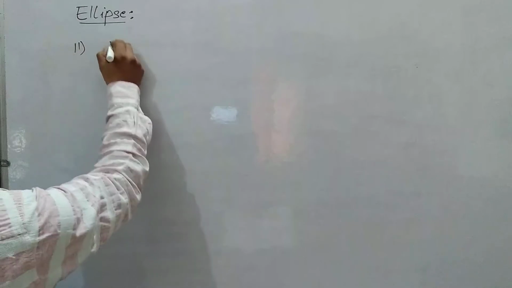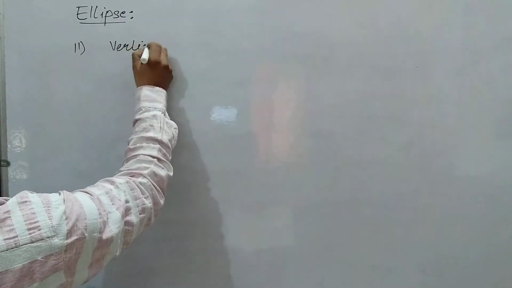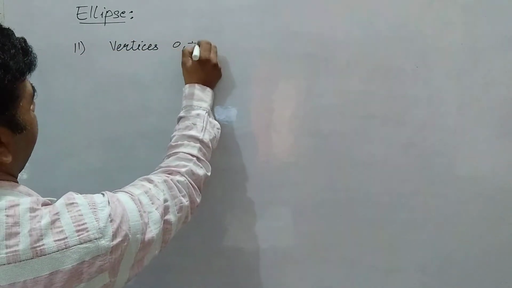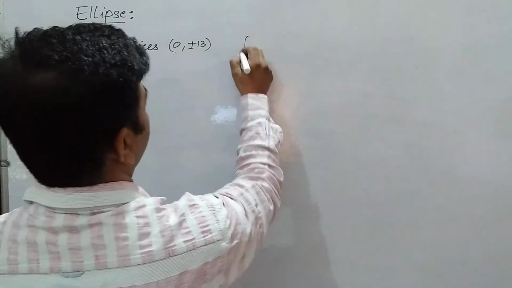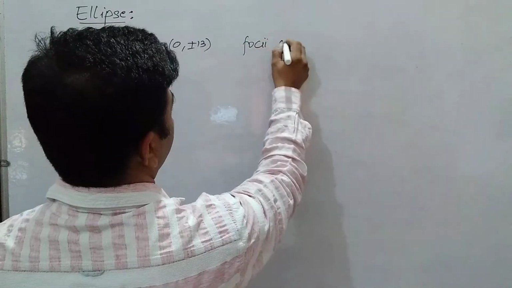So let's see question number 11, in which we have to form the equation of an ellipse with the given conditions. Students, conditions will be given, and through those conditions you have to form the equation of the ellipse. The condition given in question number 11 is that the vertices are 0, plus minus 13, and the foci are also given as 0, plus minus 5.